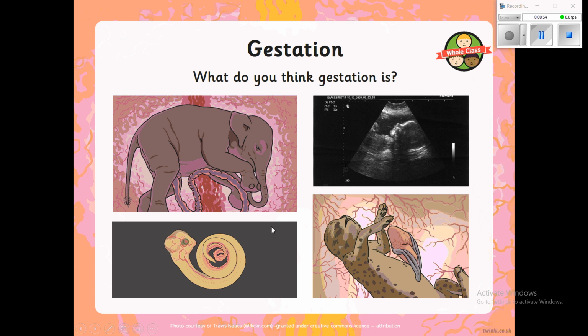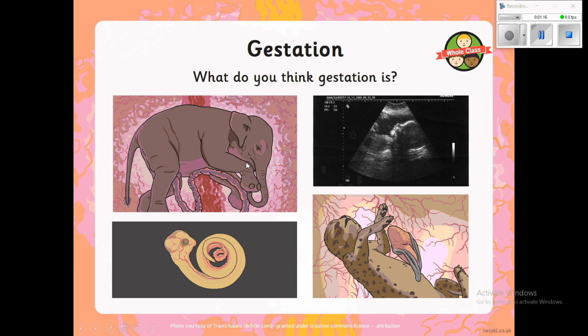So gestation is basically the pregnant stage, when you are pregnant. So it's the stage between when the male sex cell and the female sex cell fertilize each other, so when that baby begins to be born, to when it is actually born. So it's basically when your baby's in your tummy. So it's your gestation period, your pregnancy period, basically it's the same thing.